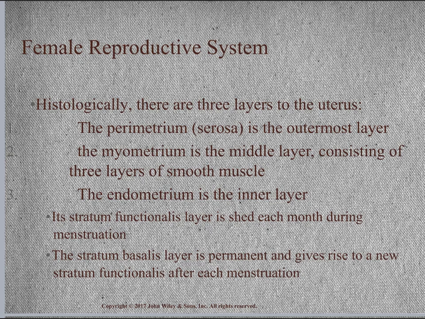The inner layer is made up of 2 layers, 2 stratums. One is the stratum functionalis. This is what's shed each month during menstruation. And the stratum basalis. Now, staying consistent with our terminology, our basal layer. This layer is permanent and is what gives rise to new stratum functionalis after each menstrual cycle.